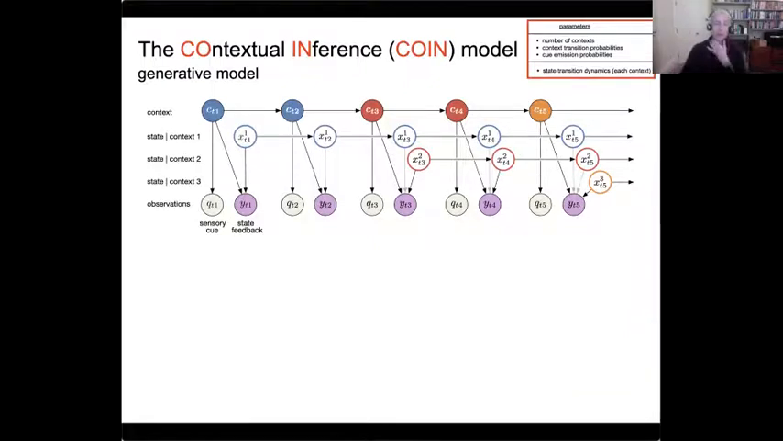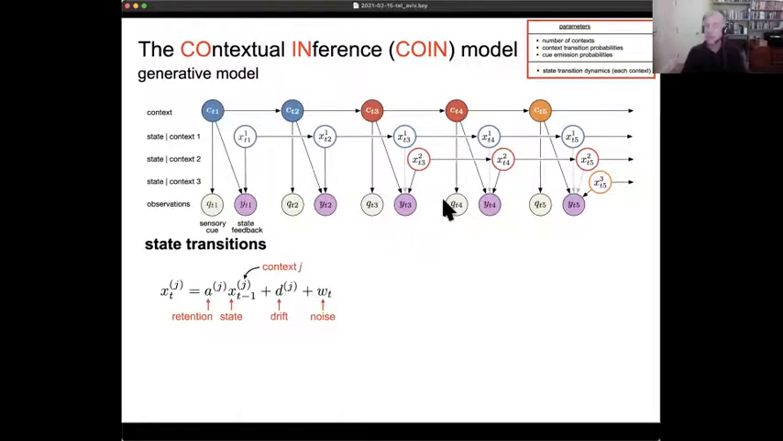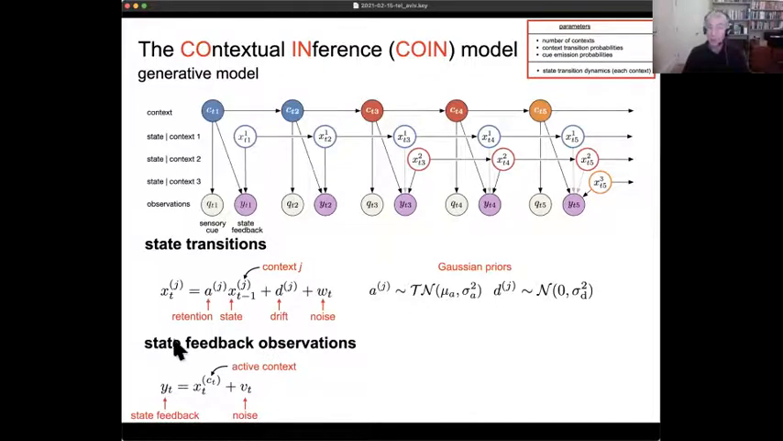So that's the priors for the context transition emissions, and then we have to have priors for how we think states will evolve. Effectively, we have a very simple linear system which says, I believe my state is going to decay, so I have a retention parameter and it decays each time step. It can also drift and it can have noise. And I put simple priors on that. So we have a prior on the retention and a prior on the drift, just normal distributions. And then what I get to experience is effectively the state of the active context plus noise.